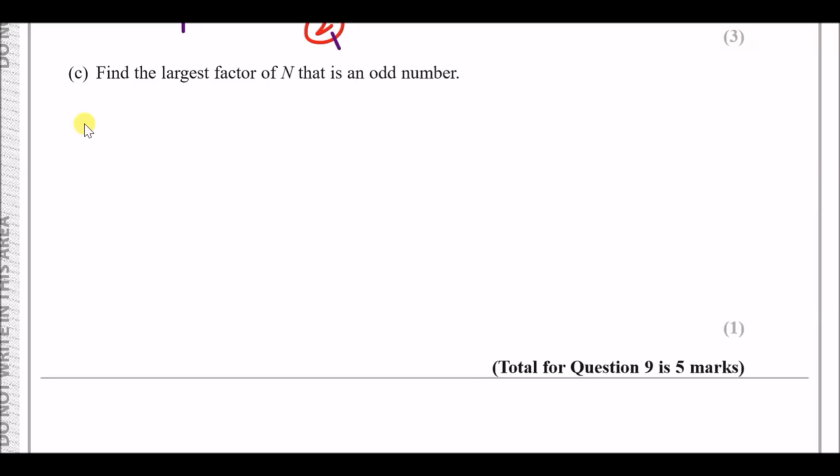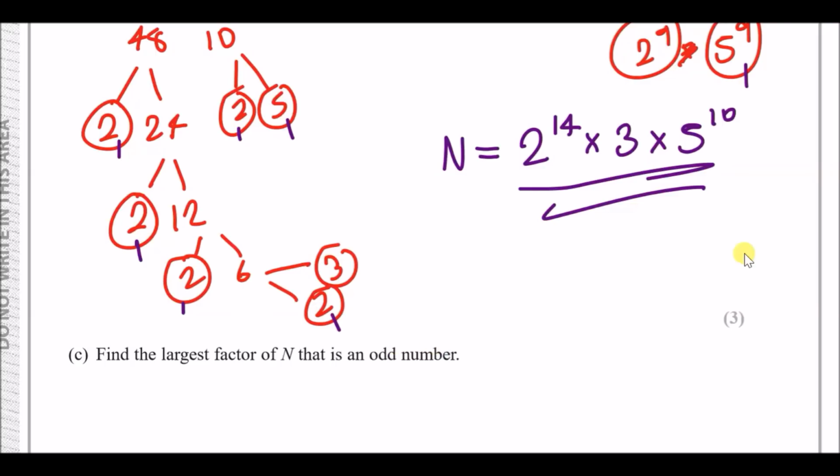Now for c, we need to find the largest factor of n that is an odd number. Well, we just literally found all the possible prime factors right here. And the only possible odd numbers would be 3 and 5 to the power of anything. Now if you're not sure why that's the case, we can pretty much ignore the 2 to the power of 14, because anything that's times-ed by an even number is going to be even. When you times two odd numbers, you get an odd number. Okay, that's just a little thing to take note of. So odd times odd gives us odd, but anything times an even will make it even.